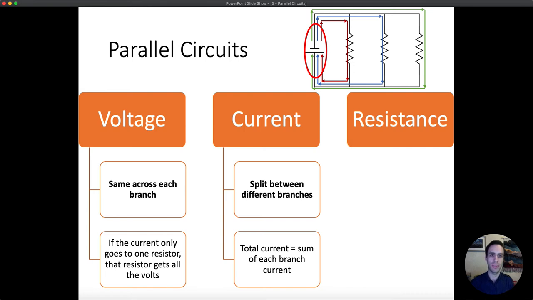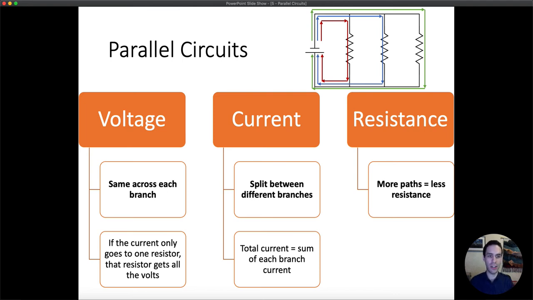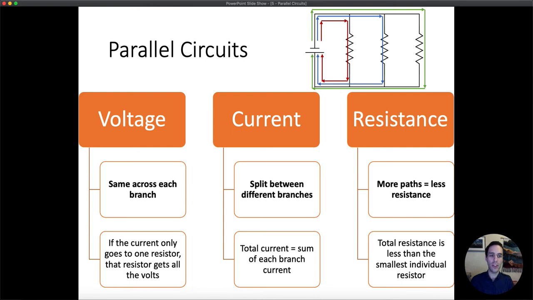Because of those two things, resistance in a parallel circuit, because of all these multiple paths, will be lower with more resistors, not higher. In fact, the total resistance of a parallel circuit will be less than the smallest individual resistor. We'll see why that is in a little bit.